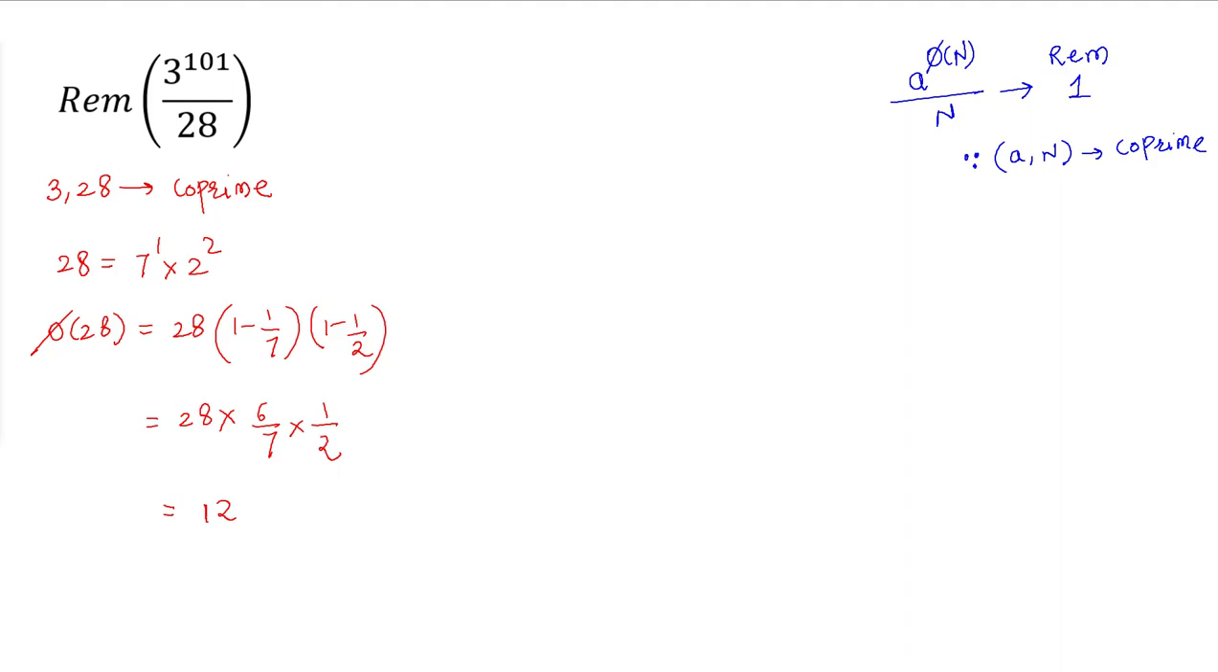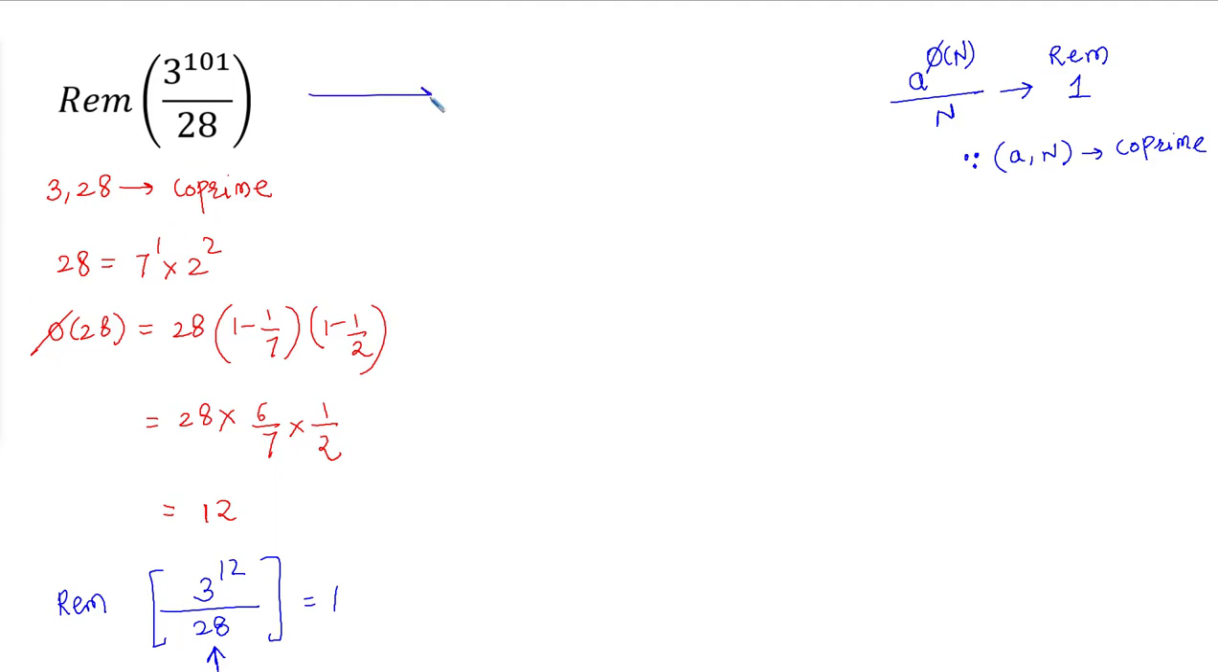So what does it mean? The remainder of 3 to the power 12 divided by 28 is equal to how much? 1. Okay everyone, we are dividing it by 28, so in the power there should be a Euler of 28. Euler of 28 is how much? 12. So 3 to the power 12 divided by 28 is equal to 1. Okay everyone, how can we use this concept here? Let's have a look at it.